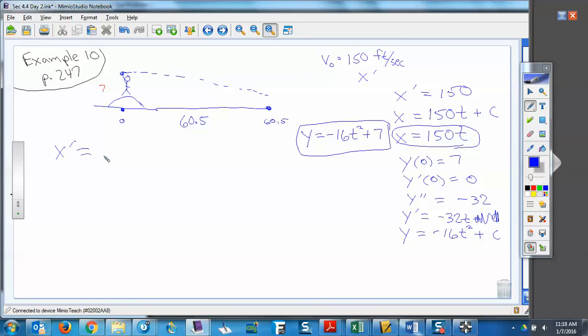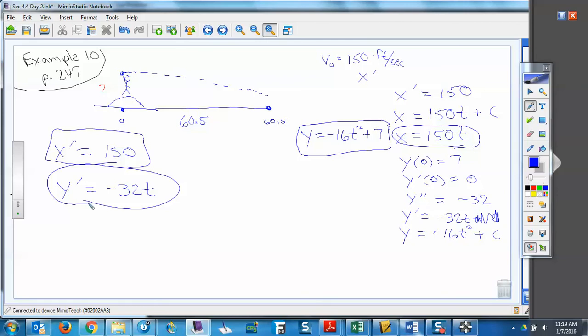So x prime is 150, we already knew that. That's a derivative of that one. And what's y prime? It'd be the derivative of that, negative 32t. Okay, so got those. How fast is it going when it crosses home plate? Well, don't we have an equation for how fast? What's that equation? The square root one, right? With x prime squared and y prime squared and all that.